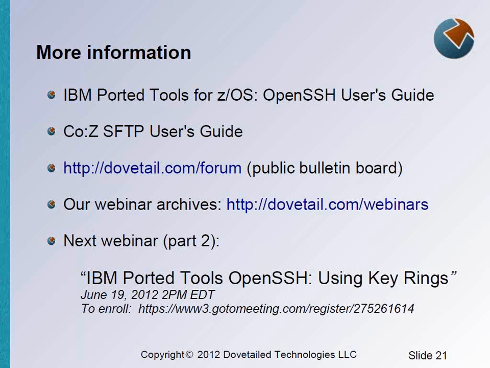But that's basically what we're going to do: expand on what we did today and show how to use key rings for putting your private keys, and not only how to do it, but why you'd want to do it. It might be obvious why you want to do it, but there are some subtle benefits that really, I think, enhance the security overall of using key authentication.